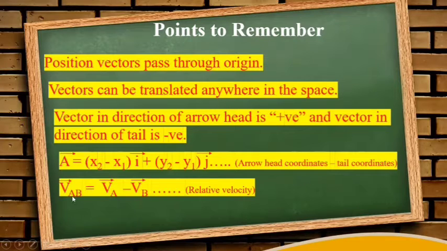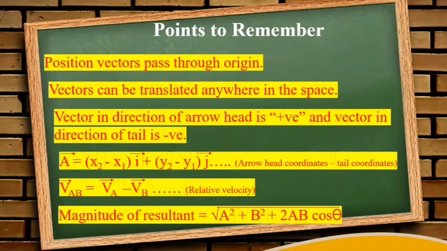Relative velocity of A with respect to B is equal to velocity of A minus velocity of B. And magnitude of the resultant is square root of A square plus B square plus 2AB cos theta. So you should remember these many points.